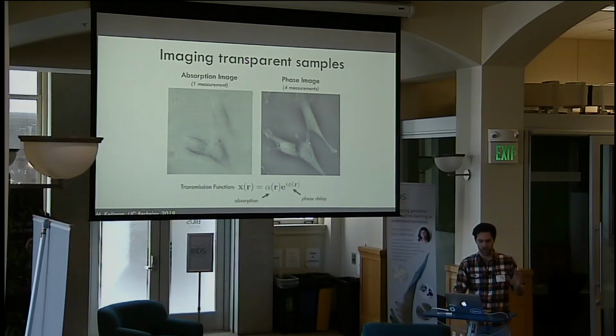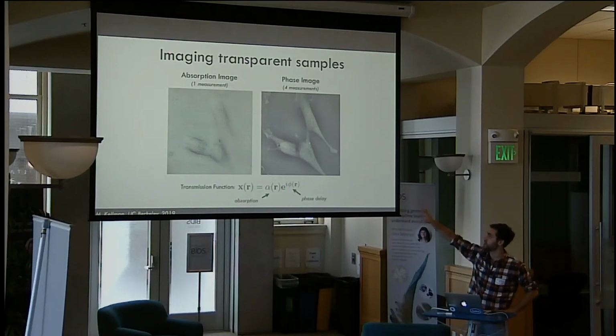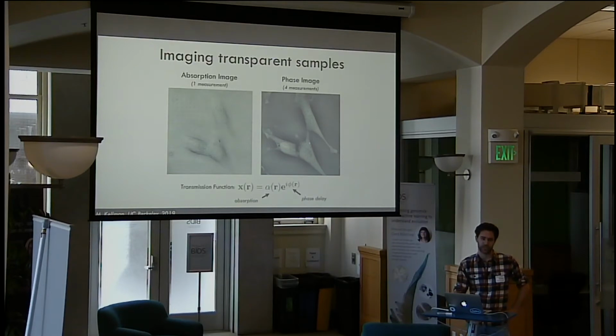And so absorption is directly mapped, which is why it takes one measurement to sense, whereas these phase measurements indirectly map the phase information onto the camera, and we require more measurements and computational methods to retrieve this.